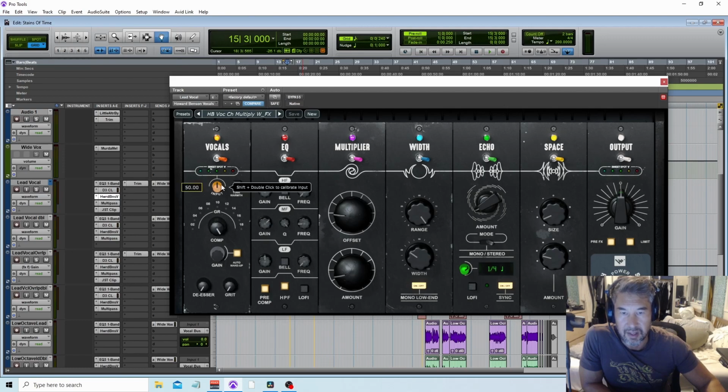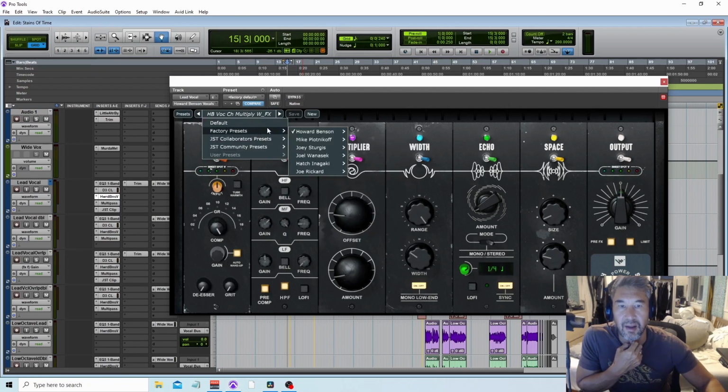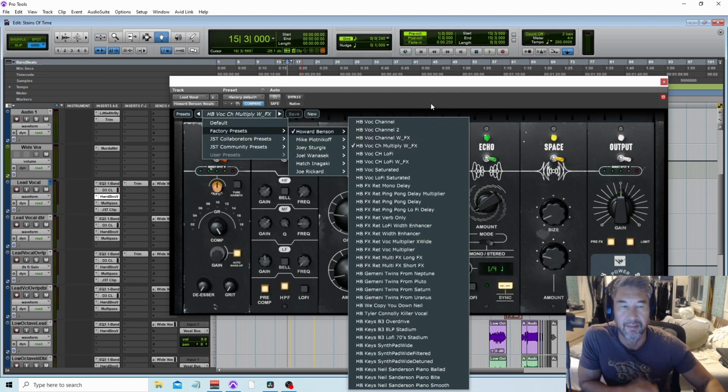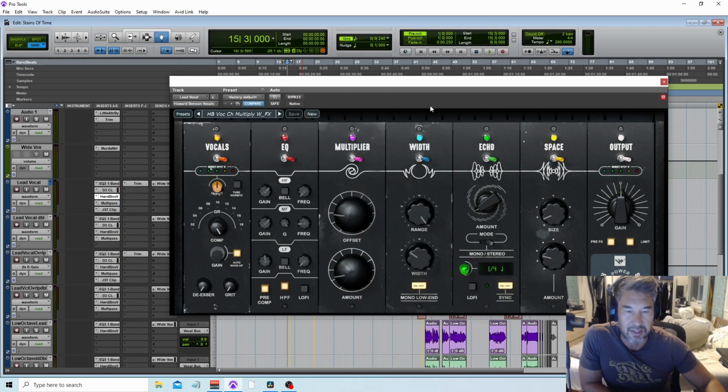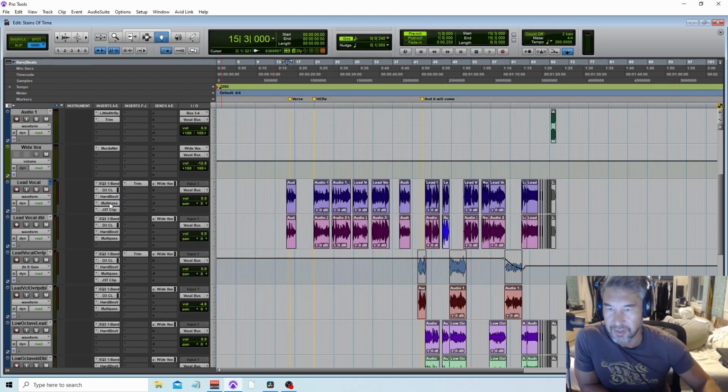So I have the vocal in there. I usually set the input till it kind of barely hits yellow. Actually, I can't take credit for this because this is just the Howard Benson multiply. I did not set this one up. I just let it go. I didn't touch much on this one. The only thing you really have to touch is the input till it hits the yellow, and then sometimes I'll adjust the output after that.